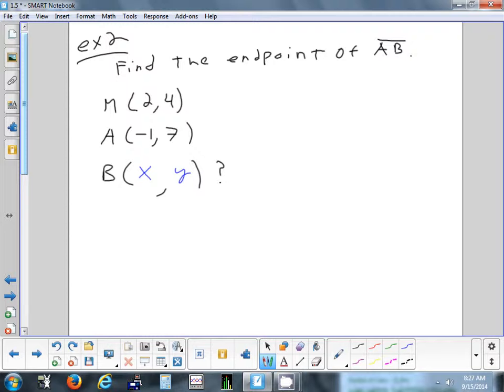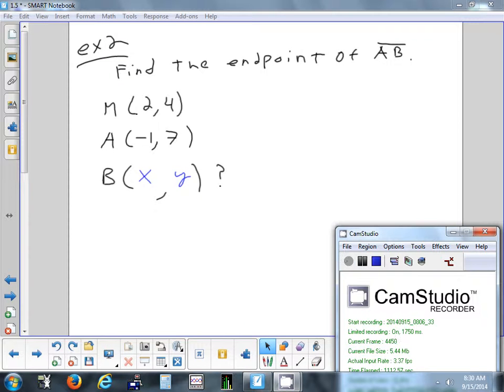It says find the endpoint of segment AB. Given you the midpoint. Midpoint's 2, 4. One of the endpoints is negative 1, 7. I want the other endpoint. It's a little different, but see if you can figure that out.